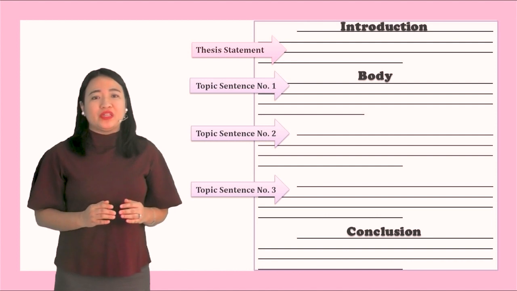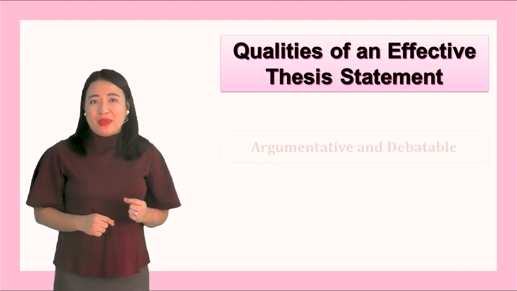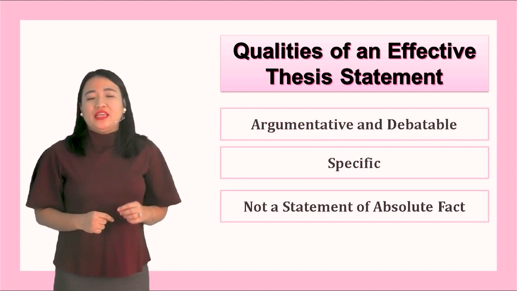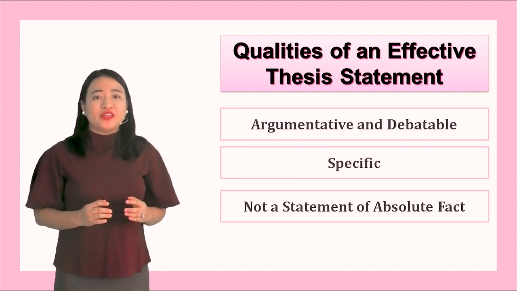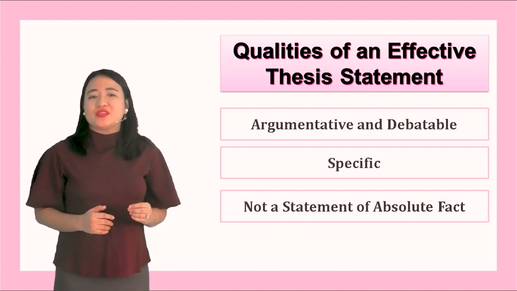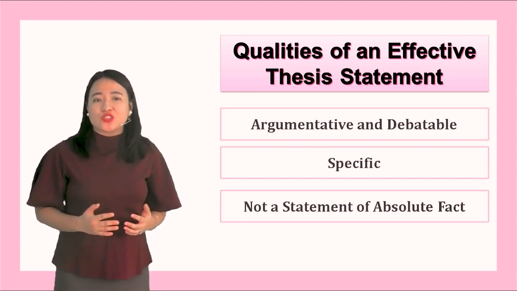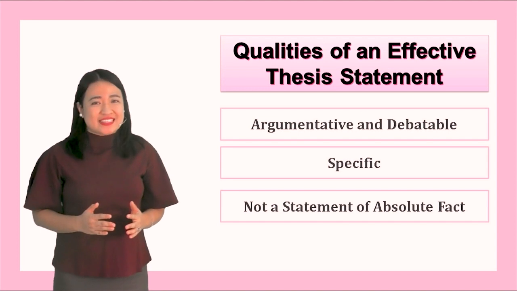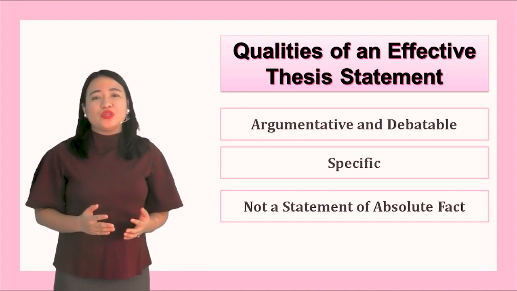Now that you know the difference between a topic sentence and a thesis statement, take note of the qualities of an effective thesis statement. Remember that a good thesis statement is argumentative and debatable, specific, and not a statement of absolute fact. It is argumentative and debatable because it opens doors for explanations in your essay supported by evidence. It is specific because it guides the author in selecting his or her stand and then guiding him or her in looking for evidence or information which could support the thesis statement. Lastly, it is not a statement of absolute fact because facts are already proven, and so it will be very difficult for you to argue on them.